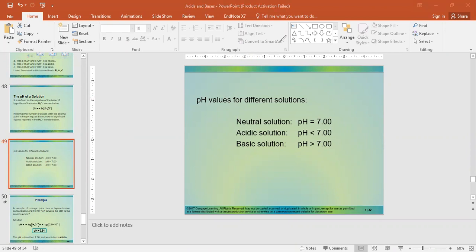Okay. So look, we are saying pH is equal to negative logarithm to base 10 of the concentration of the hydronium.